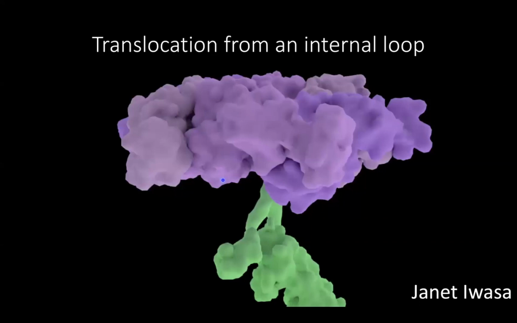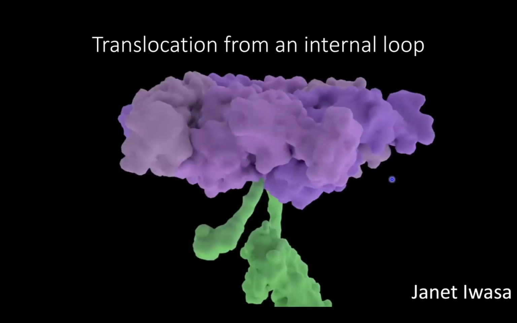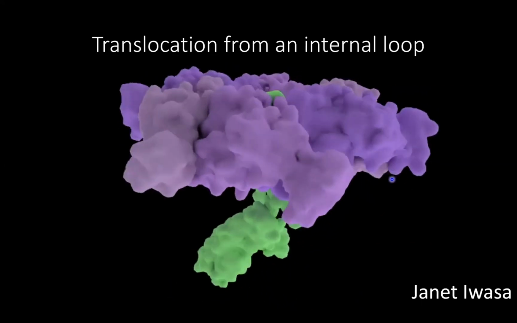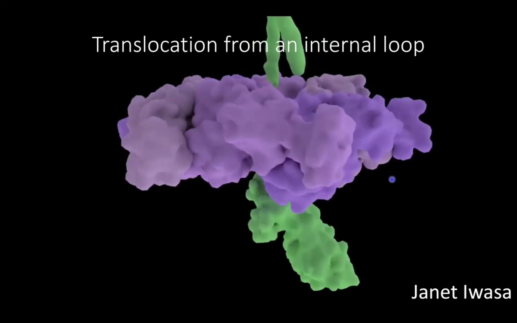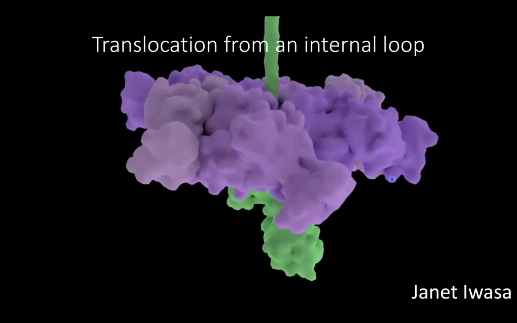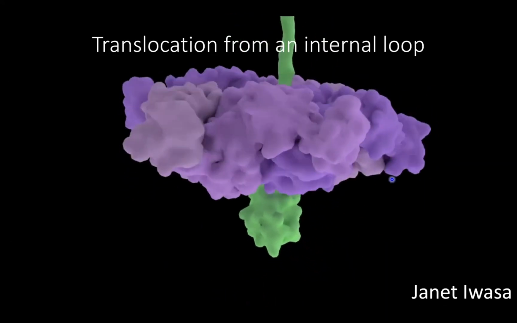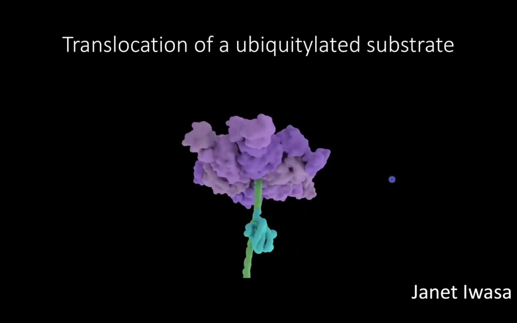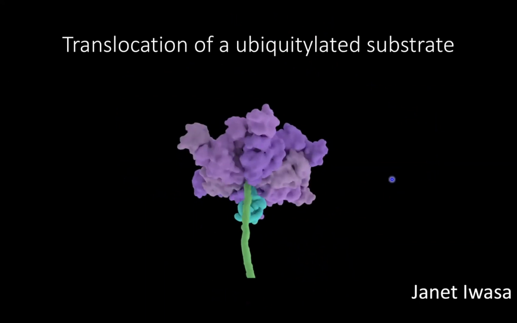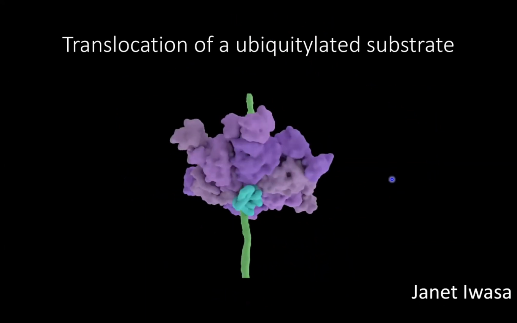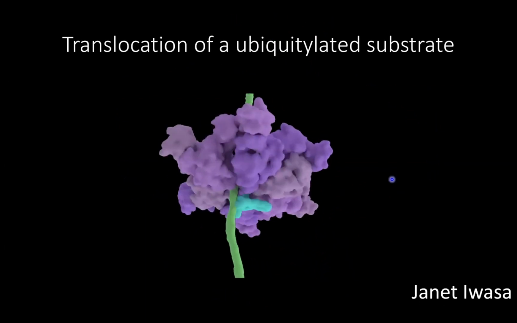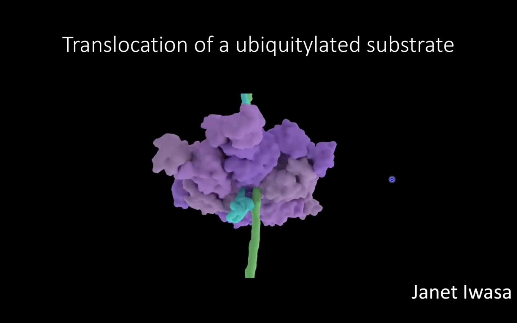So one possibility is this gives a model for how AAA unfoldases may be able to start translocation from an internal loop like this. That's one possible mechanism that might exploit this possibility. Another possibility is that this may be the mechanism that underlies how AAA ATPases like CDC48 can translocate ubiquitinated substrates, more complex substrates.